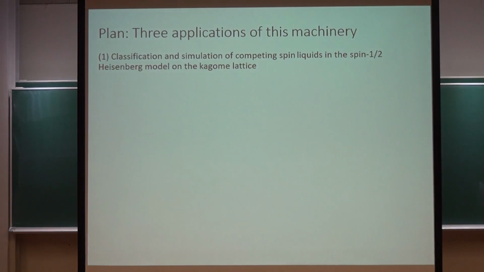But what I plan to do in this talk and tomorrow's talk is to give you 3 applications of this machinery, and hopefully you will see how this machinery works. The first application is the classification and simulation of competing spin liquids in a particular model. It's the so-called spin-half Heisenberg model on the Hagen lattice. And this turned out to be an interesting model in the context of frustrated magnets. This is a pretty practical application.